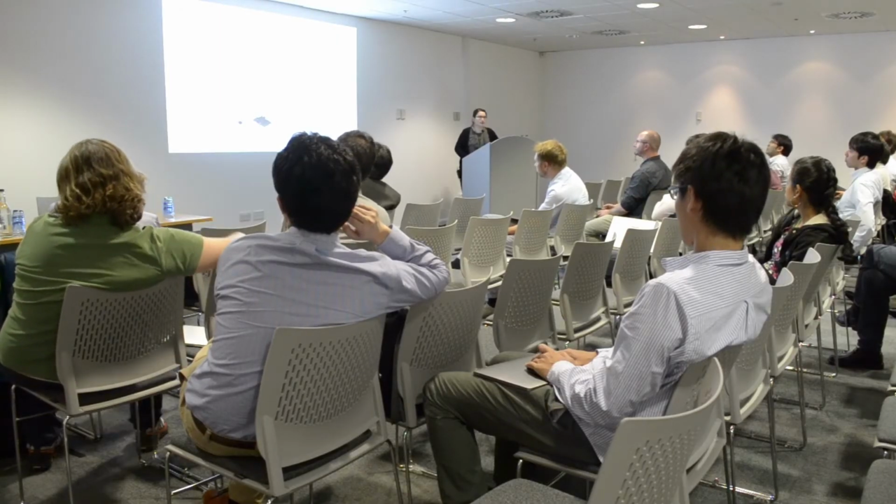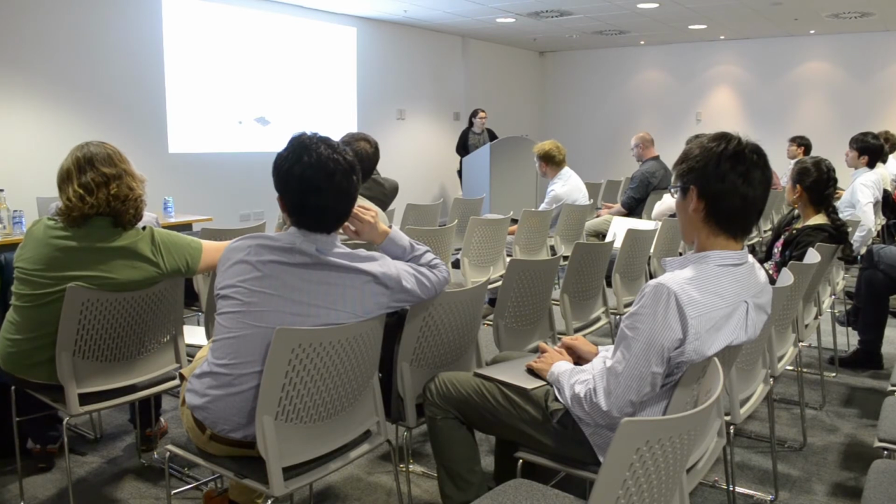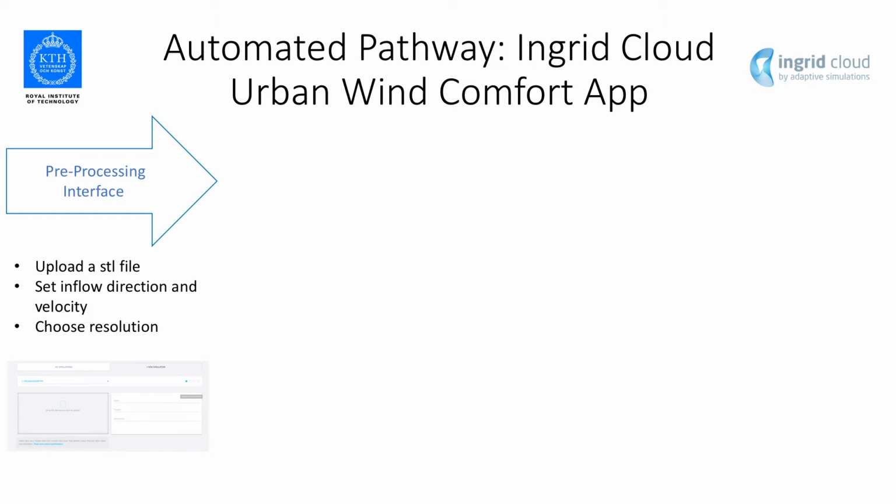Now, how does the automated pathway work? We exemplify it by the Urban Wind Comfort app. When a user accesses our web interface, she can upload an STL file of the urban model. She sets the inflow direction and its magnitude and chooses a resolution. The level of resolution will define how many iterations the solver will run. Very simple. The only requirement is that the STL model is complete.